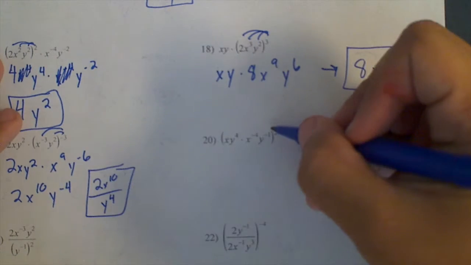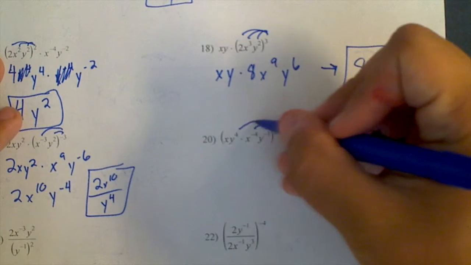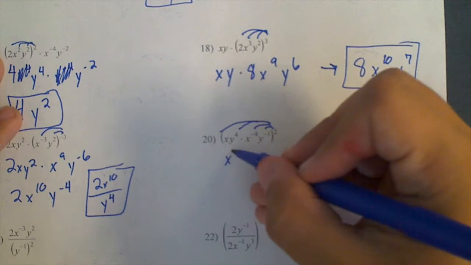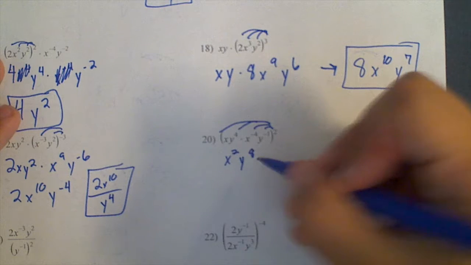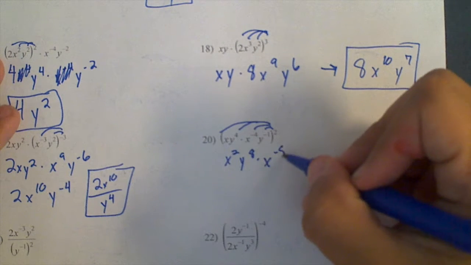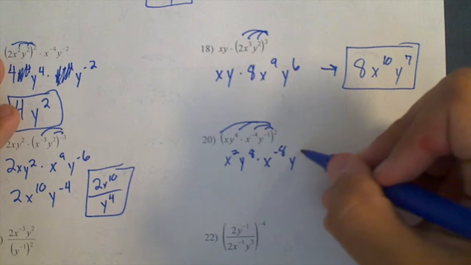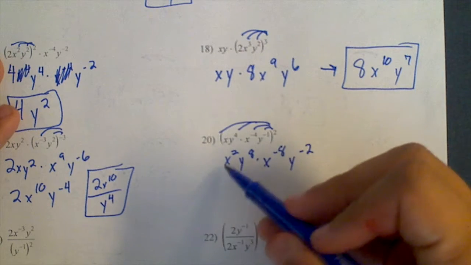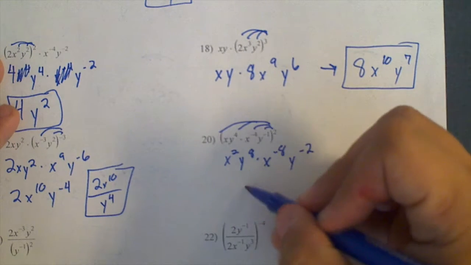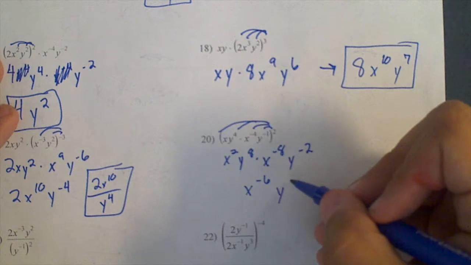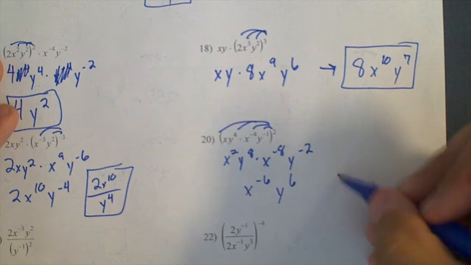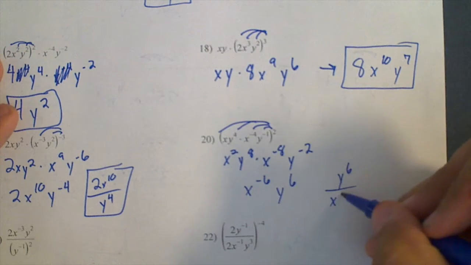20. This 2 gets applied everywhere. So x squared, keep the base, multiply the exponents. 4 times 2 is 8. Keep the base, multiply the exponents. Keep the base, multiply the exponents. x squared times x to the negative 8th. Keep the base, add the exponents. Same with y, keep the base, add the exponents. Negative exponent rule, x to the negative 6 moves to the bottom.